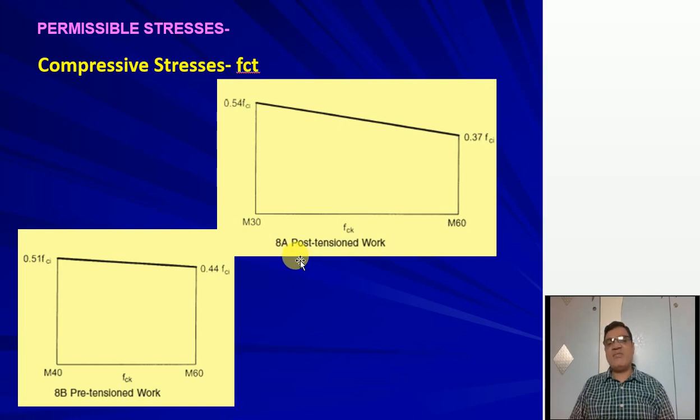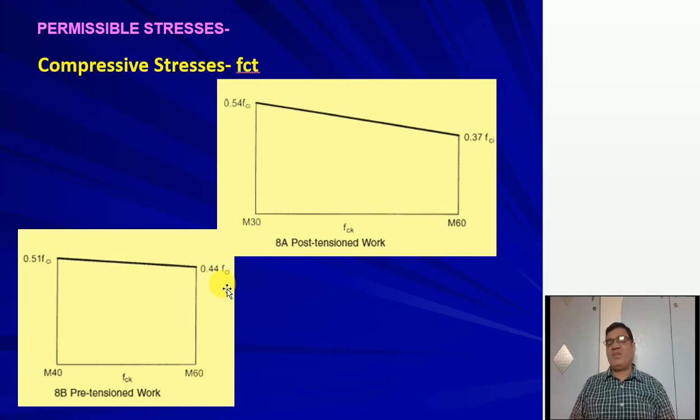In both figures you will find the values are given in proportion with FCI value. For example, for M30 for post-tension work, the compressive stress FCT is given as 0.5 FCI, which reduces to 0.37 FCI for M60 grade of concrete. Similarly, for pre-tension work, for M40 grade of concrete, that value is given as 0.51 FCI, which reduces to 0.44 FCI for M60 grade of concrete.